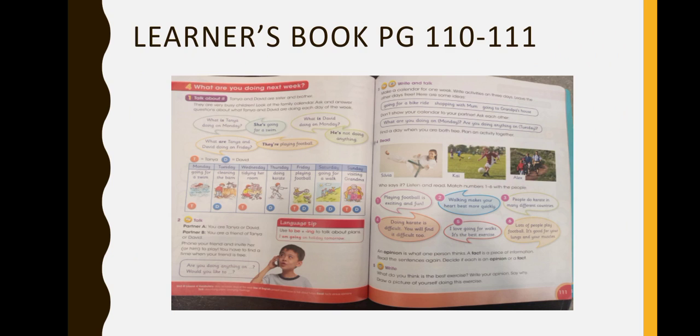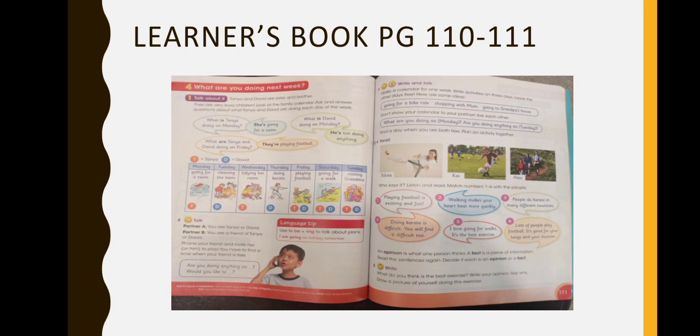Look at the family calendar, ask and answer questions about what Tanya and David are doing each day of the week. What is Tanya doing on Monday? She's going for a swim. What is David doing on Monday? He's not doing anything. What are Tanya and David doing on Friday? They are playing football. So now come back to exercise number 3.